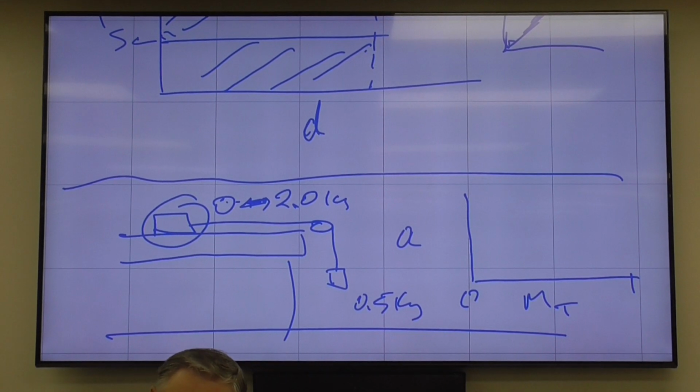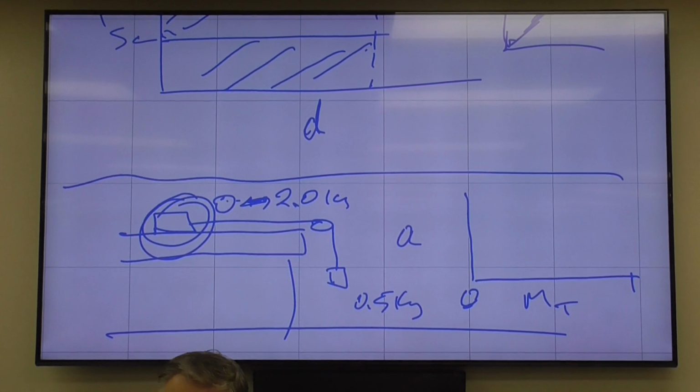So what would the graph look like? It would decrease, because as you increase the mass, you're decreasing the acceleration. Well, let's start with this idea: what if there's no mass up there?